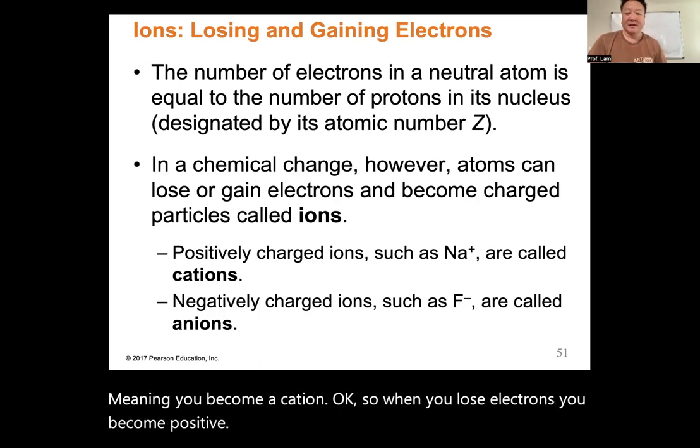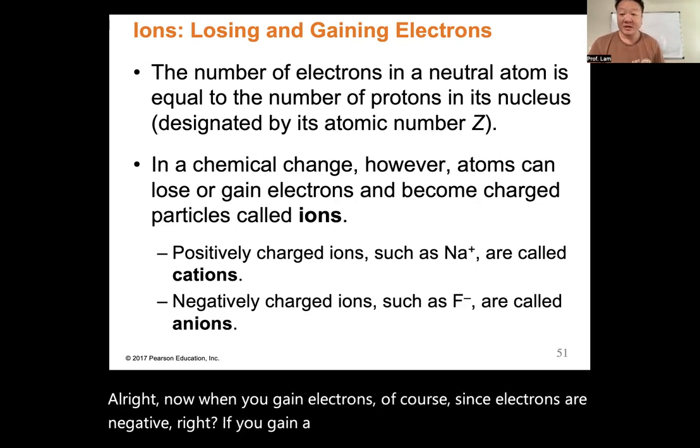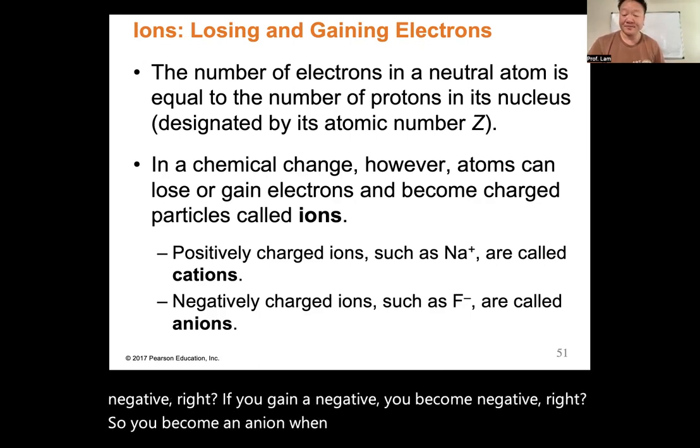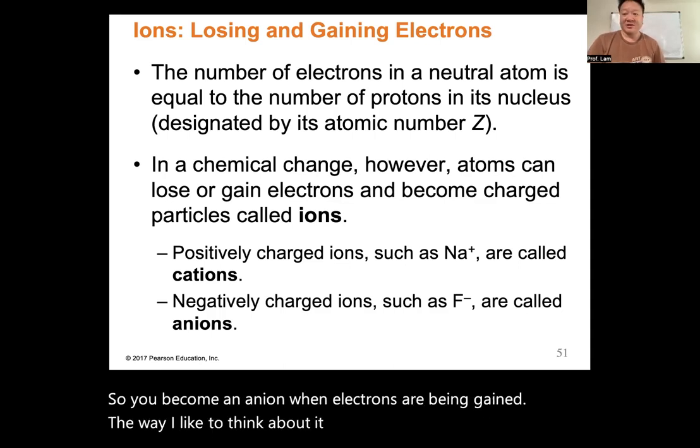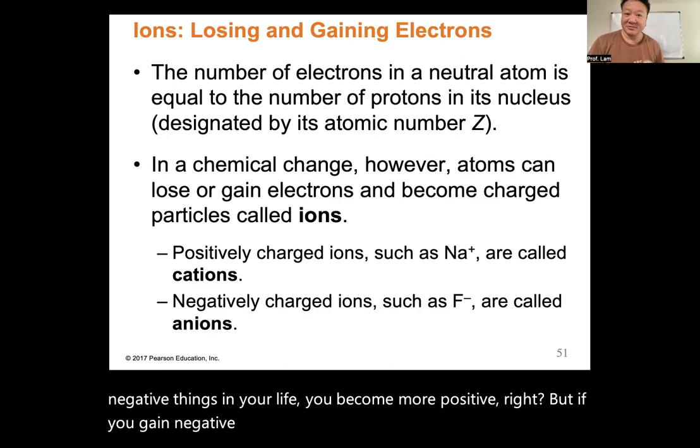All right. Now, when you gain electrons, of course, since electrons are negative, right? If you gain a negative, you become negative, right? So you become an anion when electrons are being gained. Okay. The way I like to think about it, it's like life, right? If you lose negative things in your life, you become more positive, right? But if you gain negative things in your life, you become more negative, right?